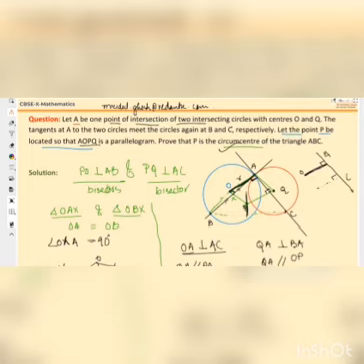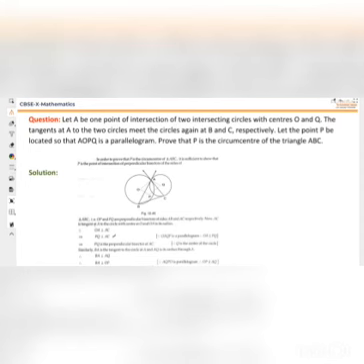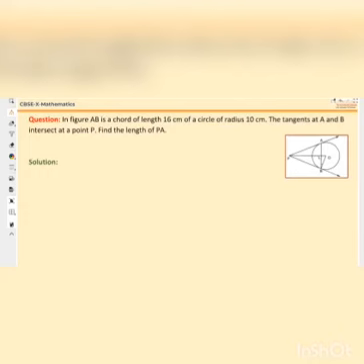Okay guys, now I have already solved it. Anyways, you can send me your doubts to this mail ID, and this is one more question for you guys. So note down this question.